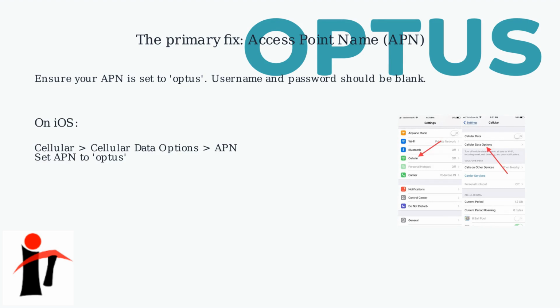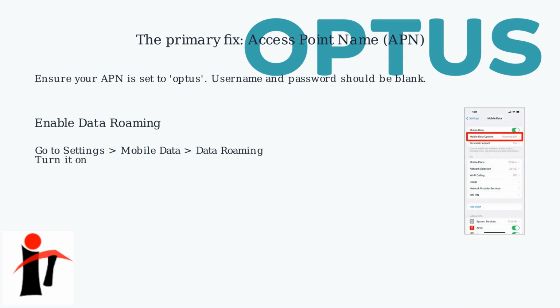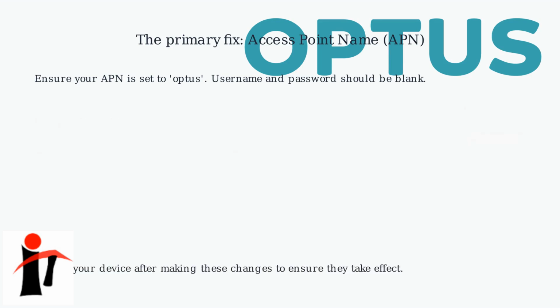Set it to Optus. Also, confirm that data roaming is enabled in your phone's settings under Mobile Data, then Data Roaming. Make sure it's turned on. Finally, restart your device after making these changes to ensure they take effect.